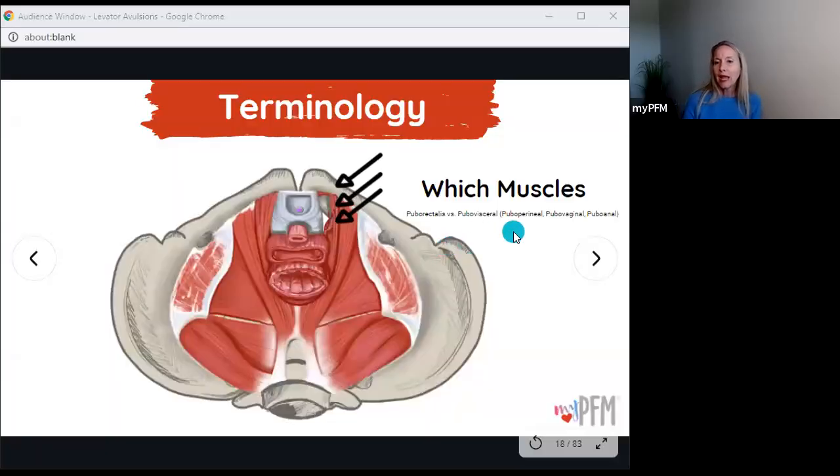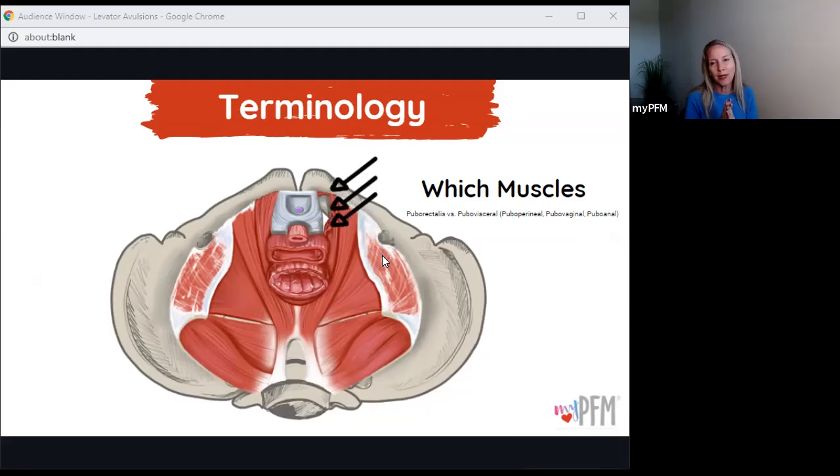And so let me share this again so I can pull it up so you can see it. In her book, basically, she's recommending that we use the term pubovisceral, and that would include these 3 muscles: puboperineal, pubovaginal, puboanal. And then she also has puborectal. She didn't call it puborectalis. And so just understanding that there's some variations in the terminology.